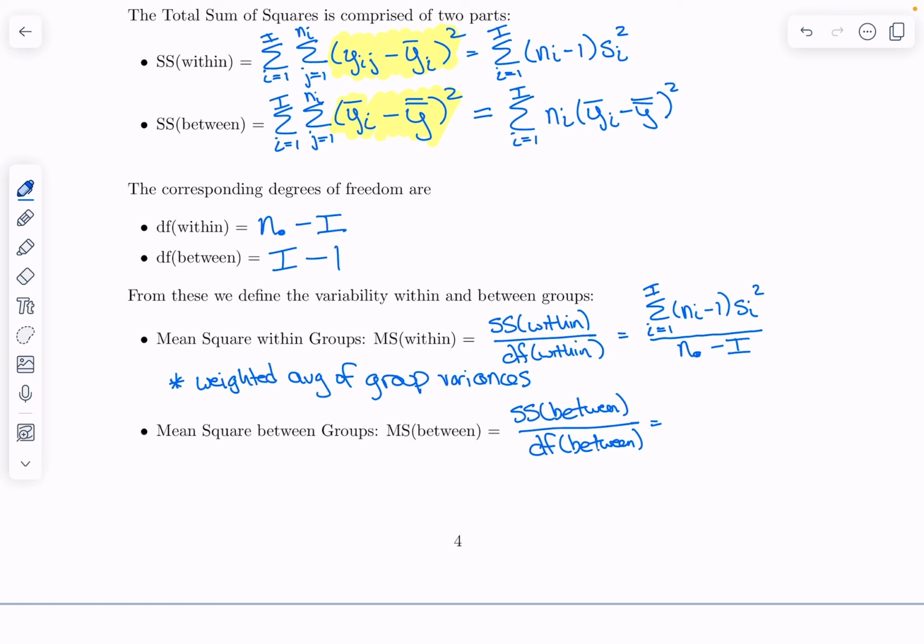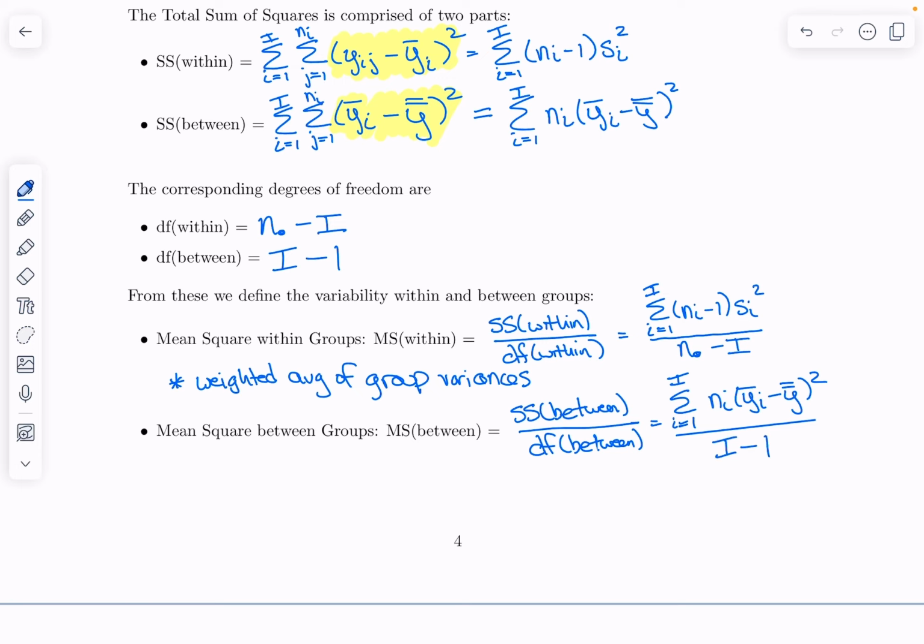Now the mean square between the groups. I'm going to sum from i equals 1 to I. And then for between, I'm going to have n sub i times y sub i bar minus y double bar, squared. And then I'm going to divide that by I minus 1.